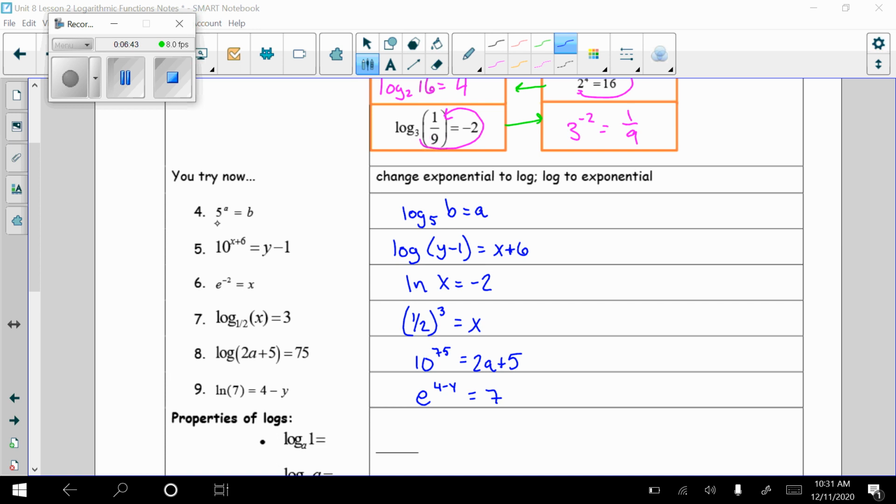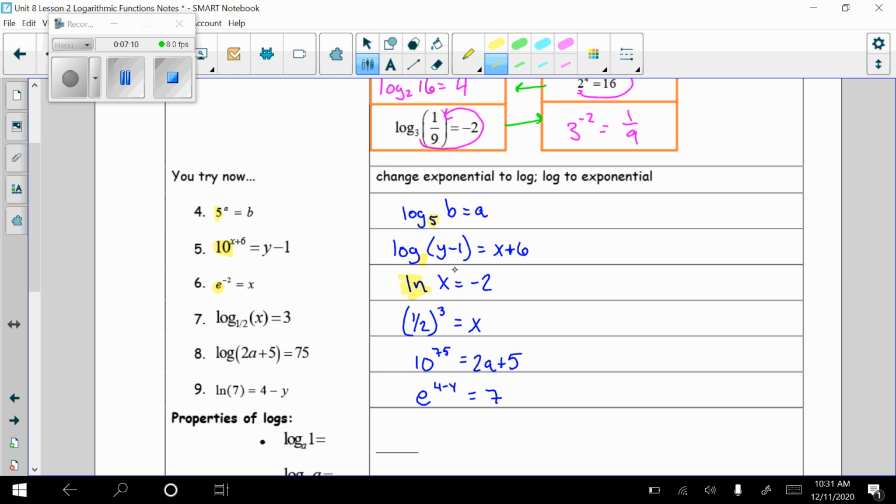Okay, run down the list here and check your answers. Notice that the bases match. So if the 5 is the base on the exponent, it is again the base on the log. Okay, if you have a base of 10, we don't actually put that down. If you have a base of e, we use ln instead. So notice all of those patterns as you check here.